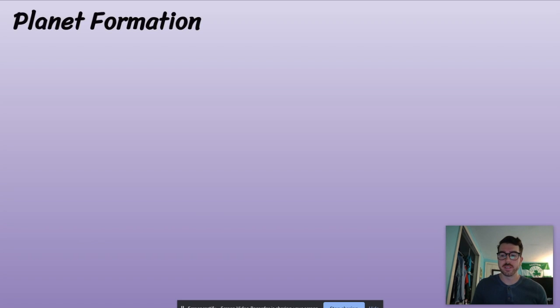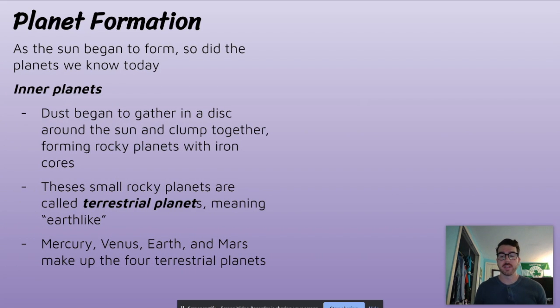So as the sun began to form, so did the planets that we know today. The inner planets formed as dust began to gather around the forming sun in a disk shape. Soon the dust and other particles within that large disk started to clump together, forming rocky planets with iron cores. We call these small rocky planets terrestrial planets, meaning that they are Earth-like. The 4 terrestrial, or inner, planets are Mercury, Venus, Earth, and Mars.